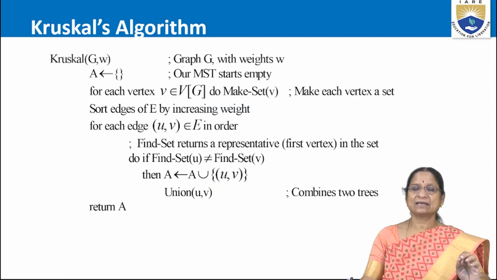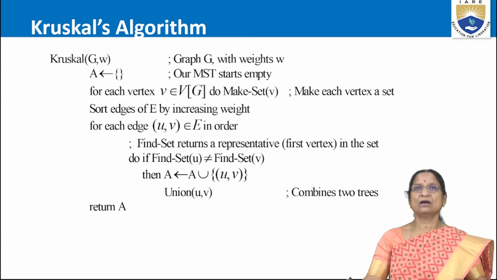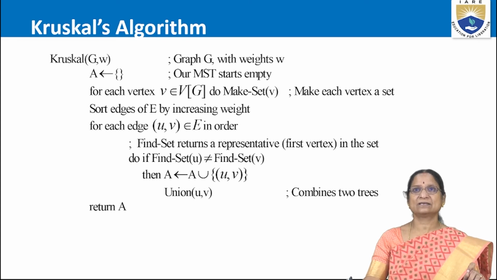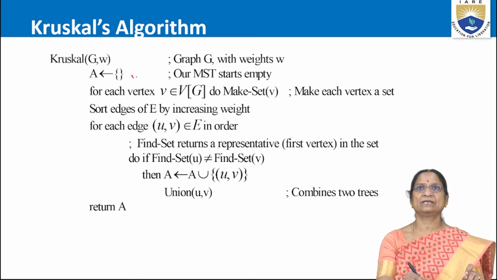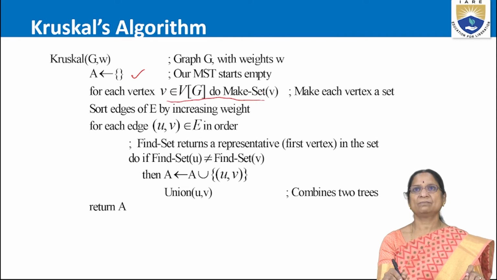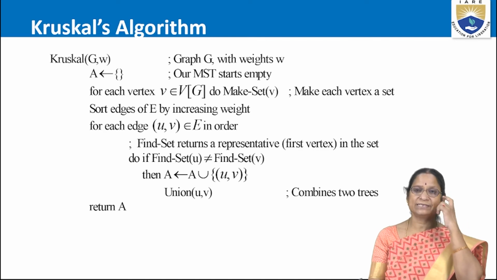So coming to Kruskal's algorithm, as I explained previously, it consists of disjoint set operations. Here, what it is doing in the first step: initially empty, and for each vertex of V, we are making a set, a disjoint set. For each edge we consider whether the respective trees have the same parent or not, and we combine two trees by using union.